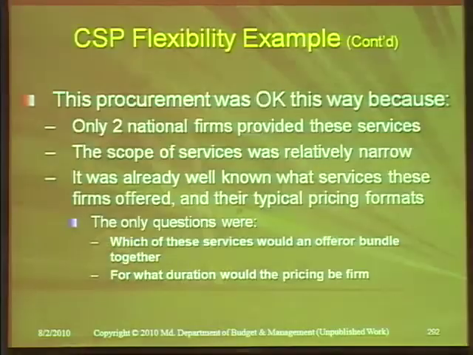Let's see. The procurement was okay this way because there were only 2 national firms that provided these services. The scope of services were relatively narrow. It was already well known what services these firms offered in their typical pricing formats. The only question was which of the services would they bundle together and how long would they hold their prices firm. So it wasn't as if they went out and said, create world peace and let it go at that.